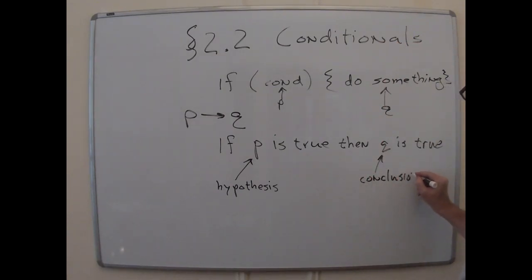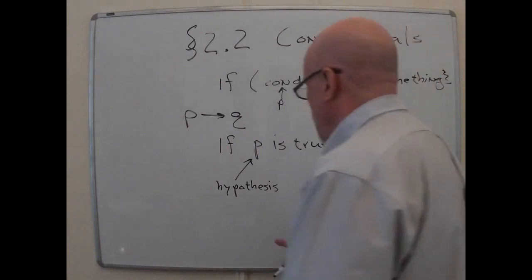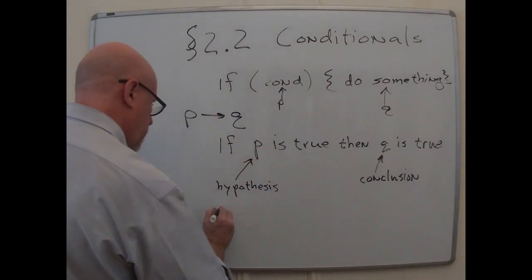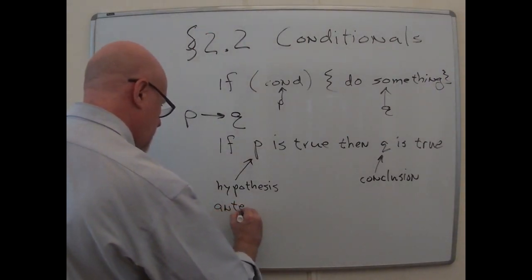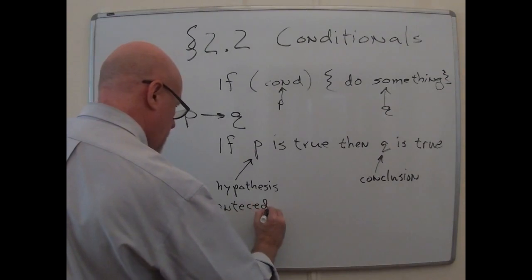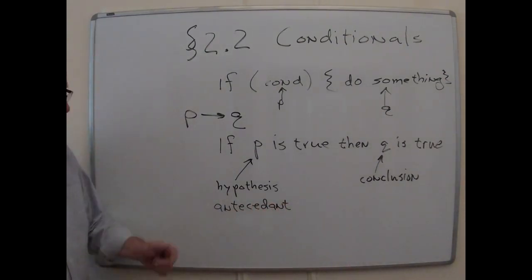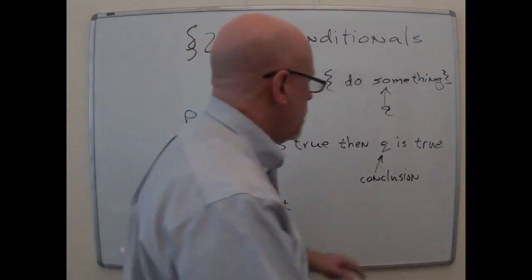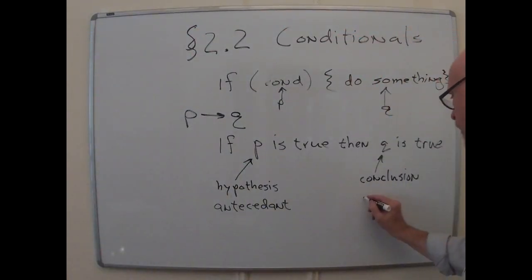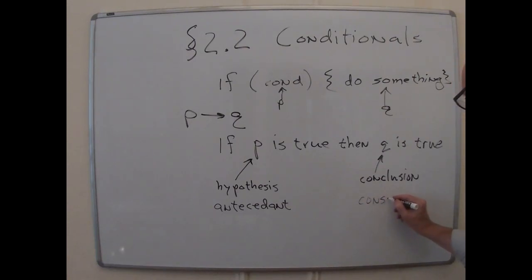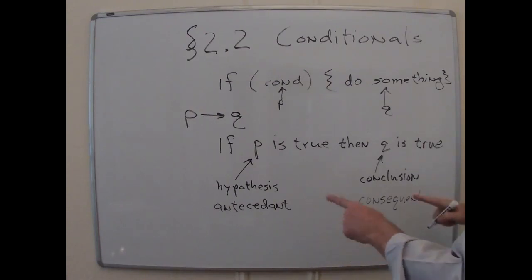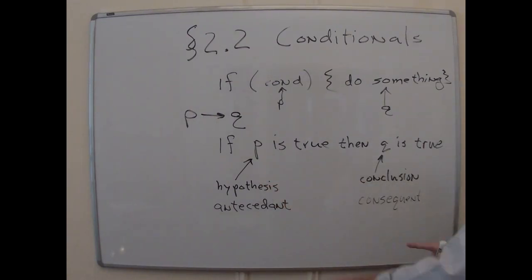Well, actually, while we're at it, let me give you slightly less common synonyms for these. Hypothesis can also be called the antecedent. Ante means before, so the thing that comes before, and the Q is also called the consequent. Usually these pairs work that way. You wouldn't say hypothesis with consequent. It's hypothesis and conclusion, antecedent and consequent.